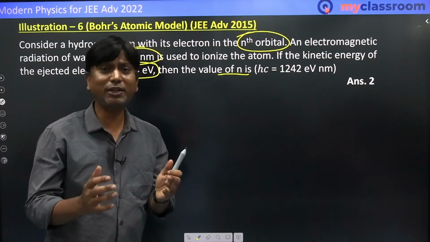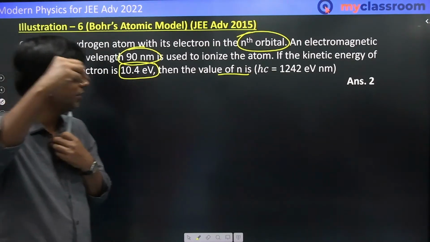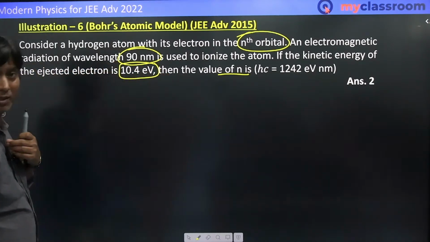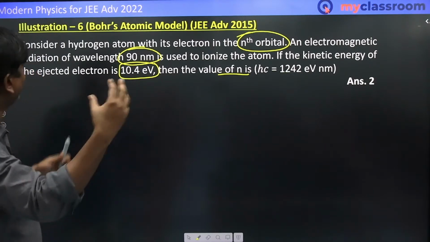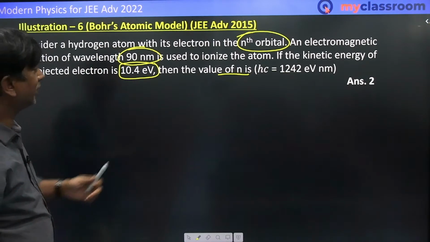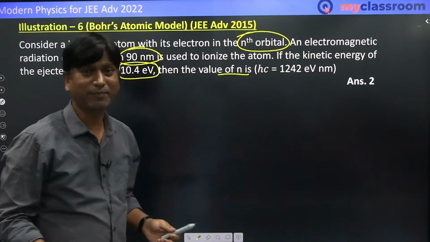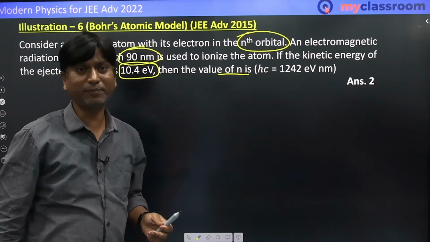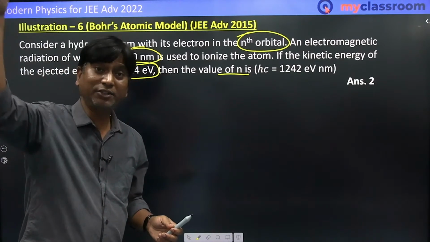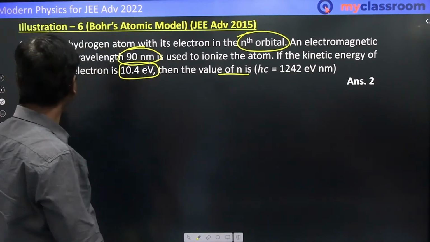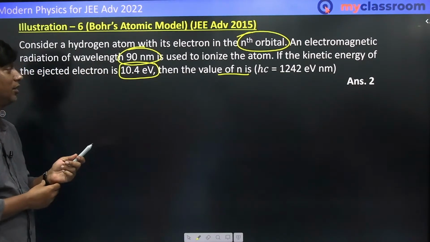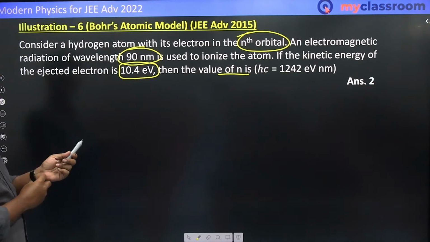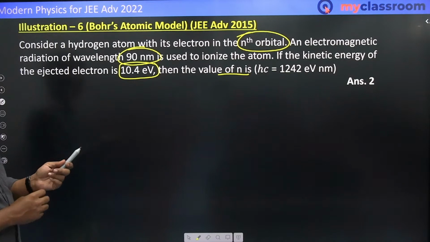So a hydrogen atom is there already. The electron is present in the nth orbit, right? When the electron is already present in the nth orbit, some electromagnetic radiation comes and tries to ionize it. Ionizing means you are removing the electron completely to infinity. Even though you are removing it to infinity, it still has a kinetic energy of 10.4 electron volts. The kinetic energy of the ejected electron is 10.4 electron volts. Then what is the value of n?